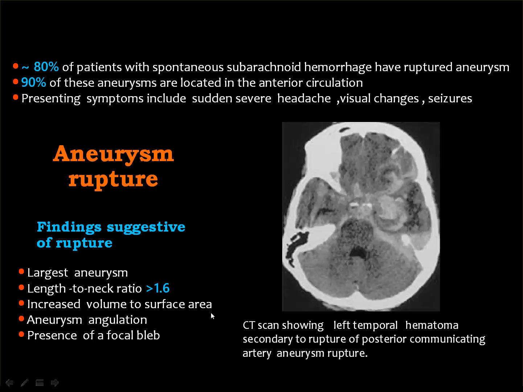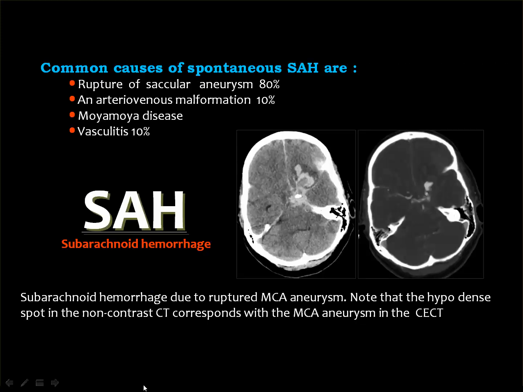Increased volume of the surface area of the aneurysm, angulation of the aneurysm, presence of focal blebs in the wall of the aneurysm. Then you cannot predict from images that this aneurysm will rupture, but you should diagnose from images if the aneurysm has ruptured. Rupture of the aneurysm will be associated with perianeurysmal bleeding, and then extension of the bleeding into the subarachnoid space.